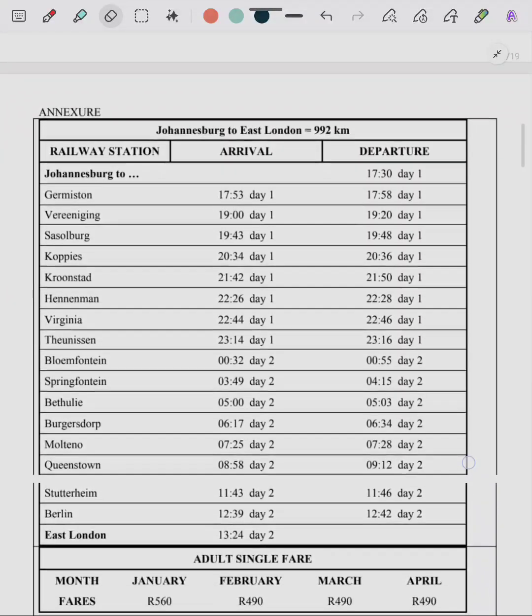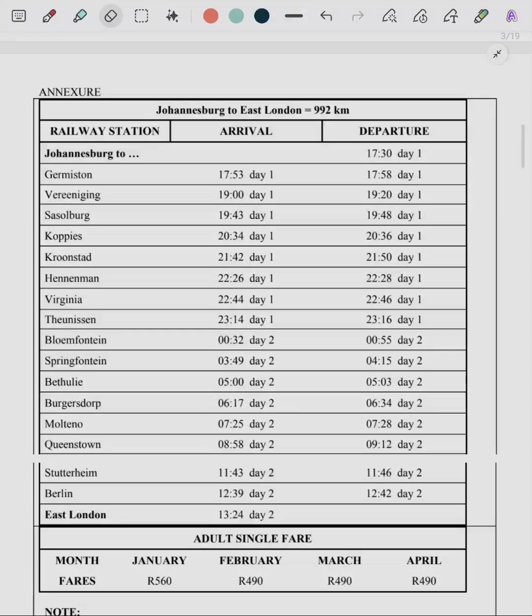So let's go look at what we've got for this. For each of the stops, these are all the different railway stations going down in our column here. We've got Johannesburg to Germiston, Vereeniging, Sasolburg, and so on. We've got our arrival times going down here, and we have our departure times. So we need to work out the stops. And the stops are going to be from our arrival to our departure time. And how long is that time that's passed by?